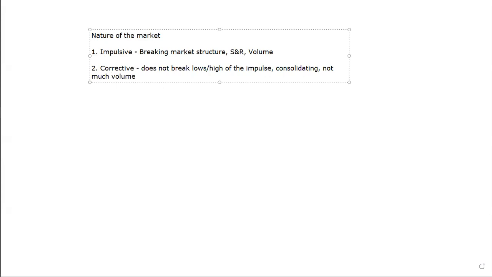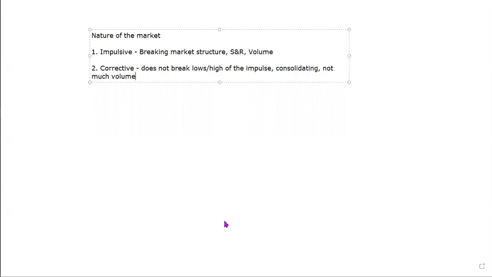So once you understand this, right, this is the very first thing that you need to also understand before you identify your range. So you need to identify, okay, this is a bullish market. Why? Because it's making higher highs and higher lows, respecting previous lows, breaking previous highs, right? That is the very first thing that you need to look at. Once you've identified this, you also need to look at your volume.